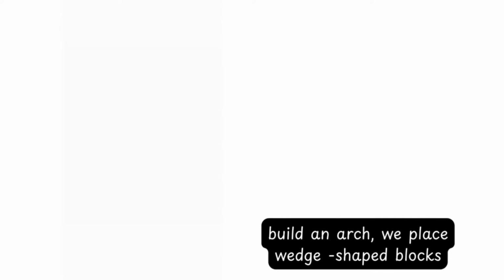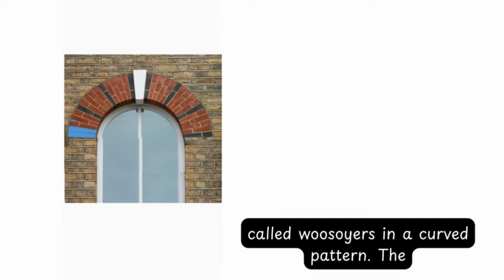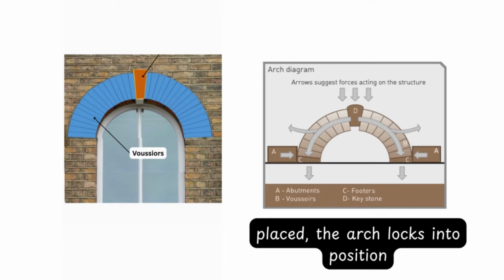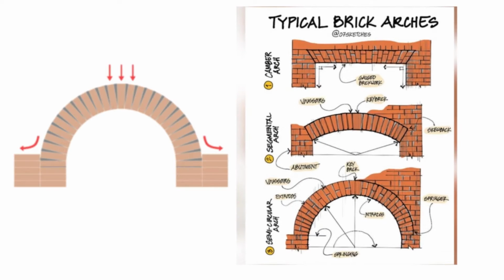To build an arch, we place wedge-shaped blocks called voussoirs in a curved pattern. The central one is the keystone. Once it's placed, the arch locks into position and can carry loads.